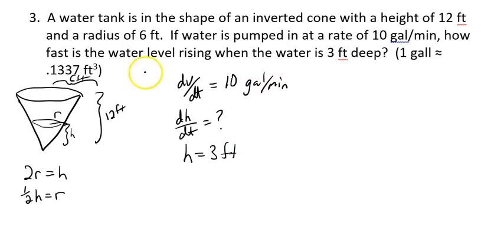So if I multiply 10 times that number, I get 1.337 feet cubed per minute. I'm just converting from gallons to feet cubed so that I can work with them in that same equation.